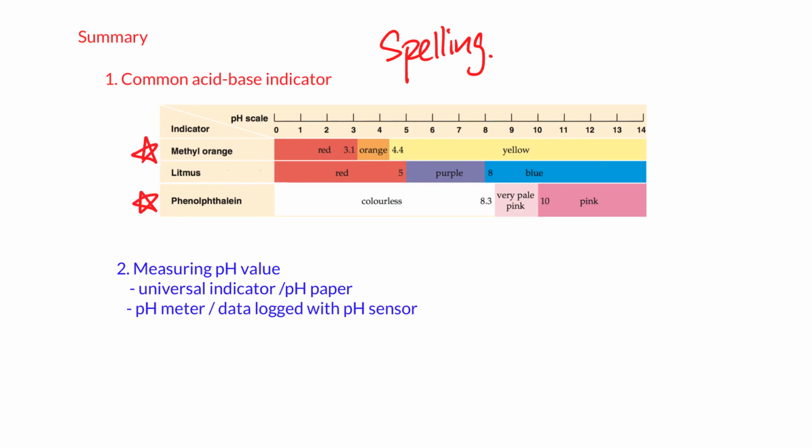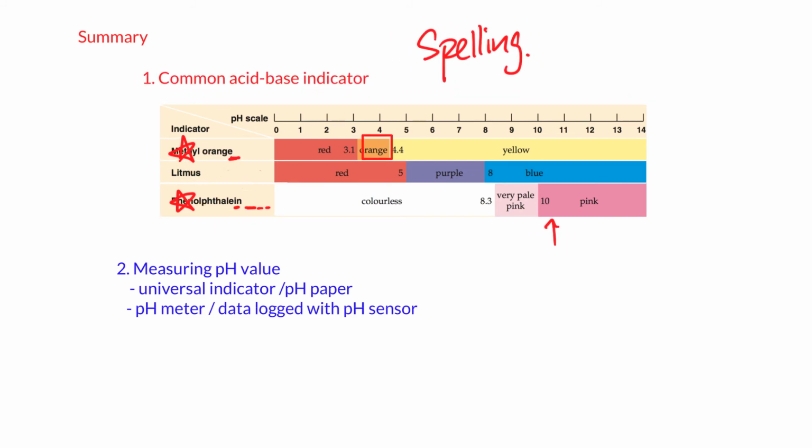So, summary for this: common acid-base indicators. Very important is the spelling of the indicator. Remember, the one that we use more often should be methyl orange. Pay attention to the L, pay attention to the L, H-T-H, and also A and E. And remember at what pH this indicator will change color. And also remember the endpoint color. These few boxes are very important: orange, purple, and also the very pale pink. So these colors are very important.